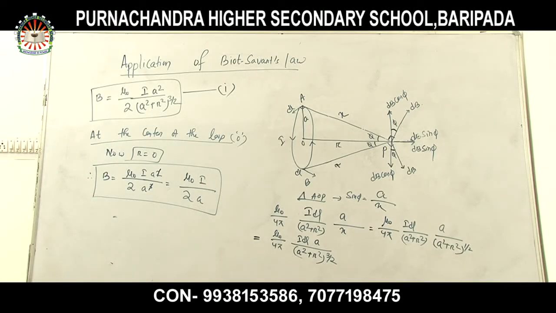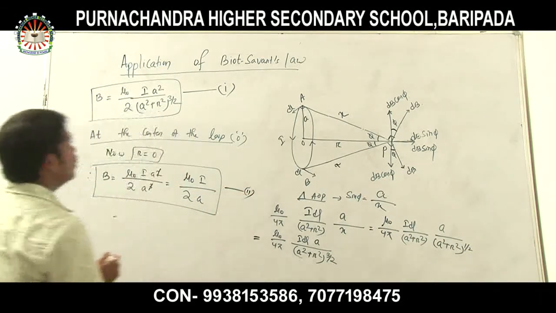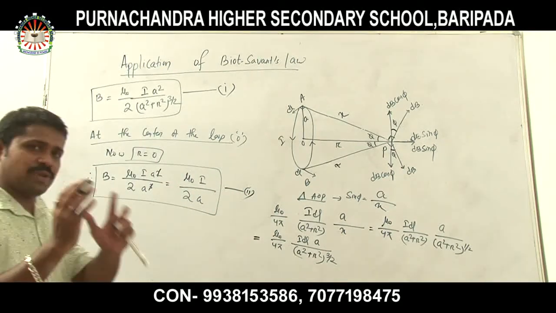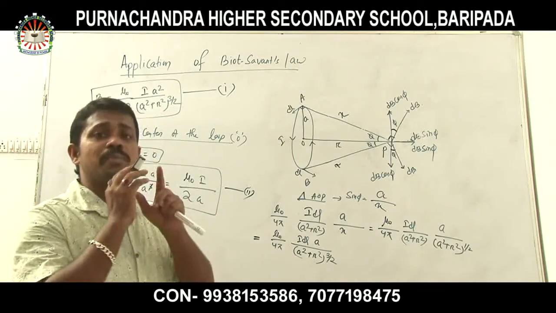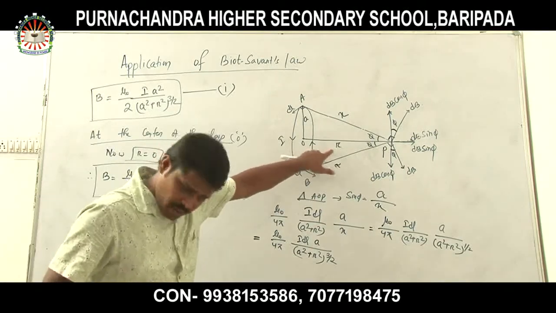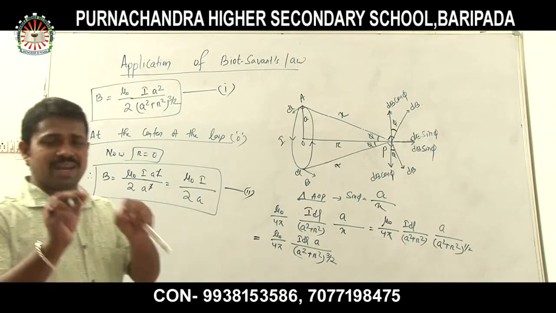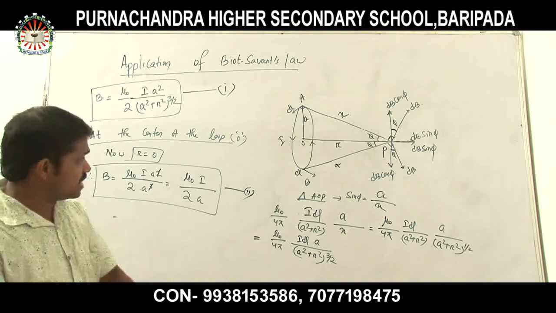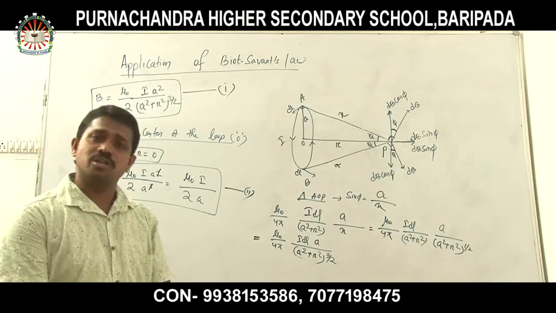Clear? So now this is the second expression I will get. Give it equation number 2. So equation number 1 is the expression of the magnetic field at any point P present on the axis, at a distance r. And equation number 2 is the expression of the magnetic field at the center of a current carrying loop. Understood all of you?